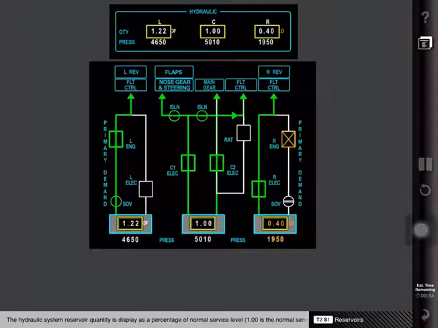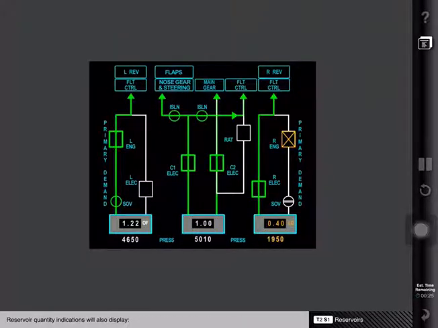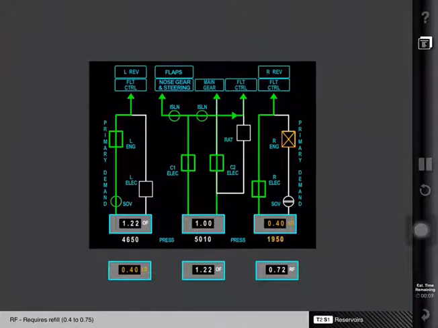The hydraulic system reservoir quantity is displayed as a percentage of normal service level, or 1.00. Reservoir quantity indications will also display LO for low quantity when fluid levels are below 0.4, OF for reservoir overfilled when fluid levels are greater than 1.2, and RF for requires refill when fluid levels are between 0.4 to 0.75.